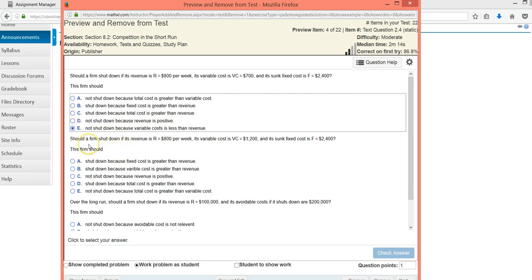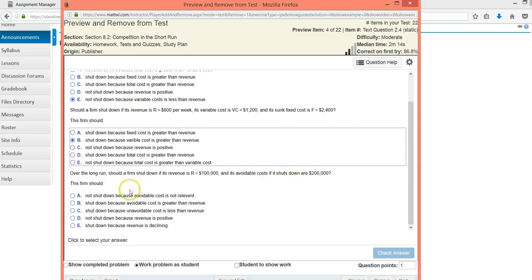And the second part: should a firm shut down if its revenue is $800 per week, its variable cost is $1,200, and its sunk fixed cost is $2,400. In this case, the variable cost is greater than the revenue, hence we should shut down. So A, shut down because fixed cost is greater than the revenue. Again, the conclusion is correct, but the reasoning is not. B, shut down because variable cost is greater than revenue. That's the correct reasoning.